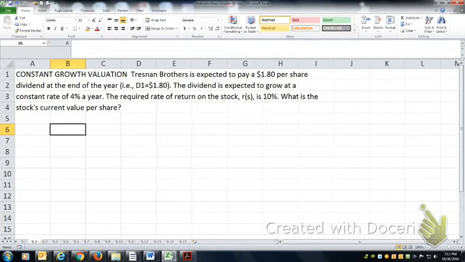This is problem 9.2 from Chapter 9 of Brigham and Houston's Fundamentals of Financial Management, Concise 9th edition. We're being asked to compute a stock's value based on the discounted cash flow model. Now, discounted cash flow comes in two versions. One's where you're calculating the required rate of return.